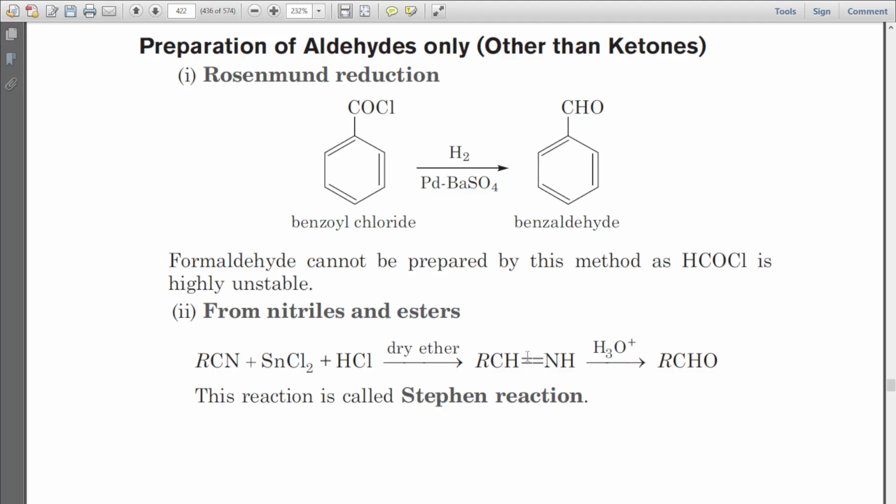Now those were the methods which can be used for both aldehydes and ketones. Now the methods which we will be discussing below can only be used for aldehydes.